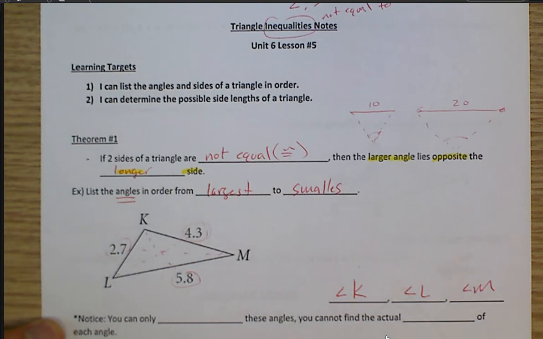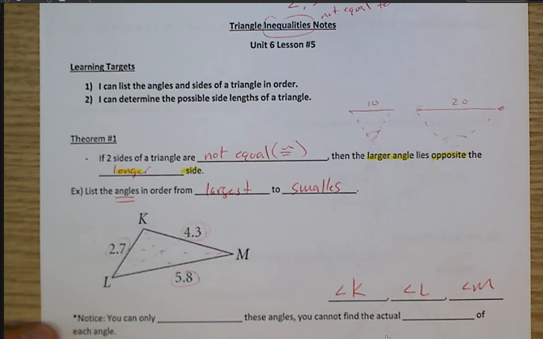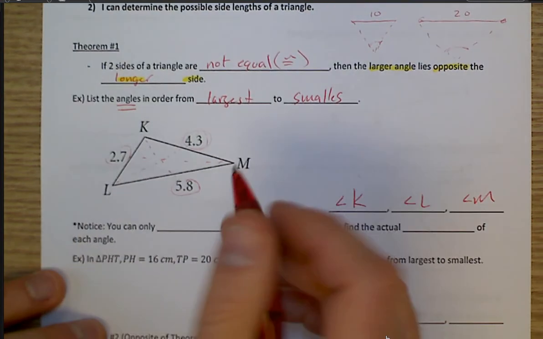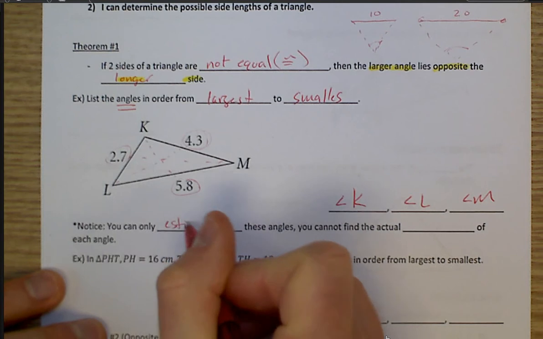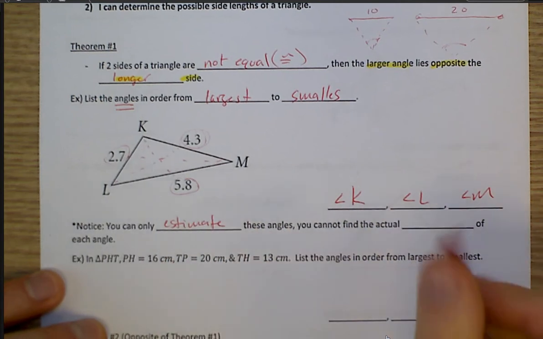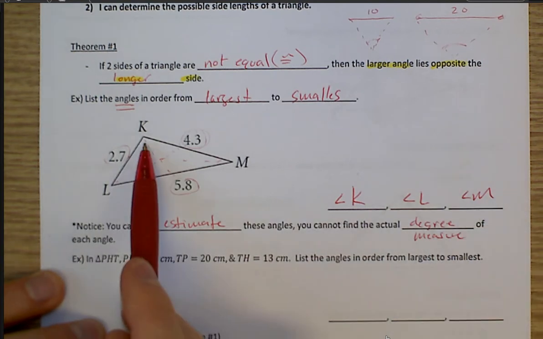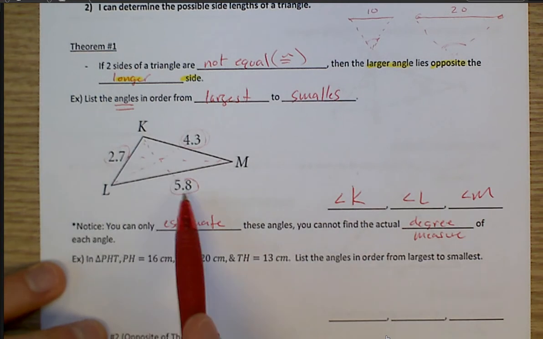Okay? Now I put a little note here, it says, notice, you can only estimate these angles. All right, we don't know the actual degree, or measure. We don't know the actual measure of K. I'm not measuring it. I don't know if that's 72 or whatever. We're just going based off of the side lengths, all right?